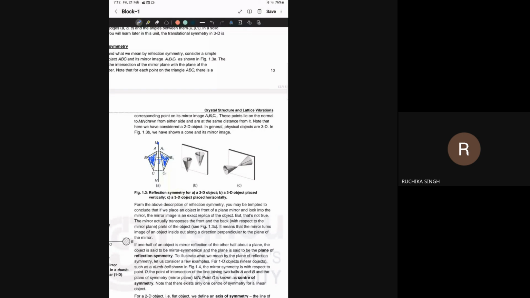Second is the distance of A from the line MN is equal to the distance of A1 from MN. So if I take a point on ABC and the corresponding point on A1, B1, and C1, those two points should be equidistant from the line MN.